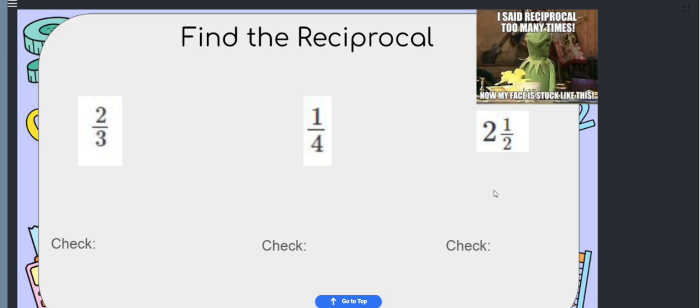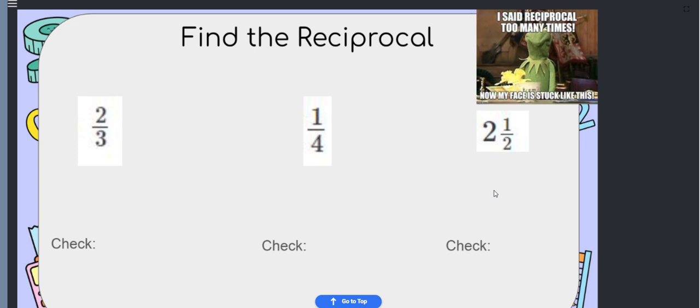Okay, so if you want to take some volunteers to answer what the reciprocal for each of these fractions is, that's great. You can go ahead and pause the video for that. I'm going to go ahead and check them, and the way we check them is multiplying them to see if you get a product of 1.